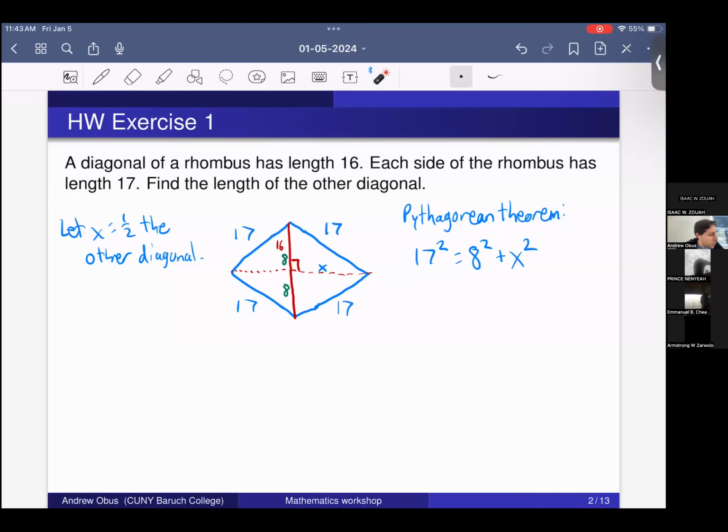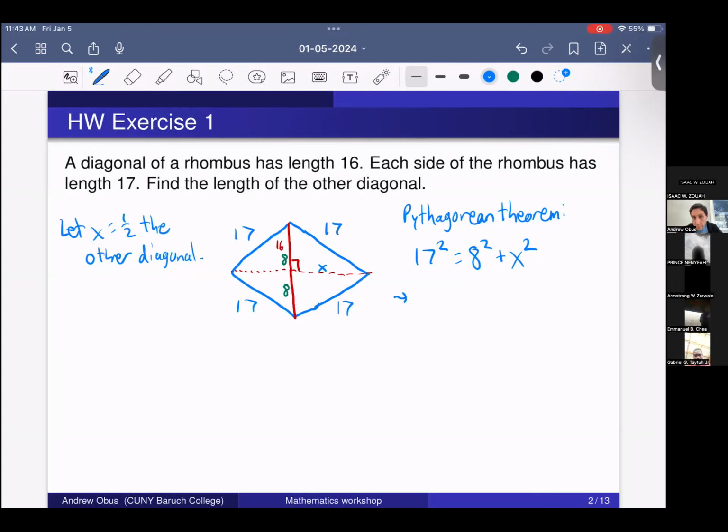So we have 17 squared equals 8 squared plus x squared. So Ed, do you want to continue? All right, well, in this case, we're just solving an algebraic equation. So 17 squared minus 8 squared equals x squared. And that's 289 minus 64 equals x squared. And that gives us 225 equals x squared, which gives us that x is equal to 15.